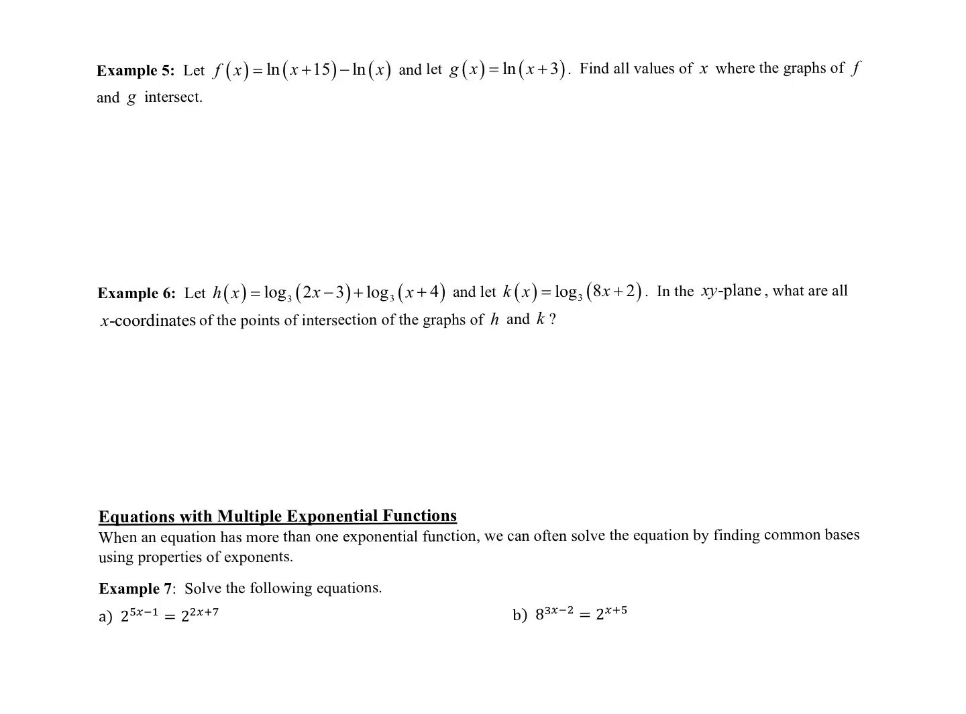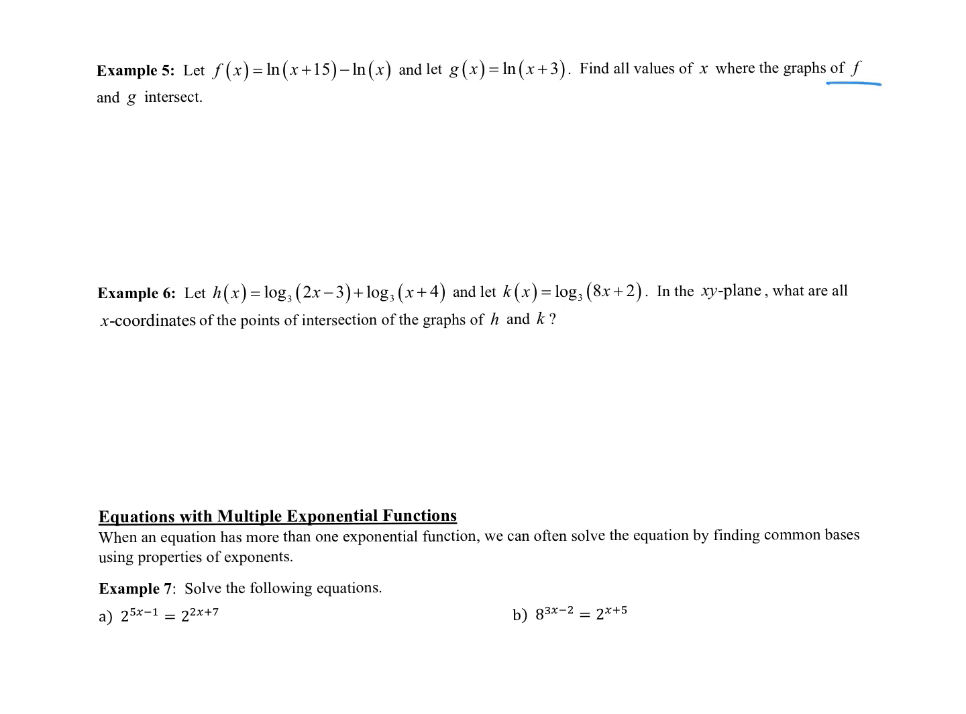All right, so 2.13, an extension from yesterday. Example 5, here we go. Let f of x equals natural log of the quantity x plus 15 minus natural log x, and let g of x equals natural log of x plus 3. Find all values of x where the graphs of f and g intersect.